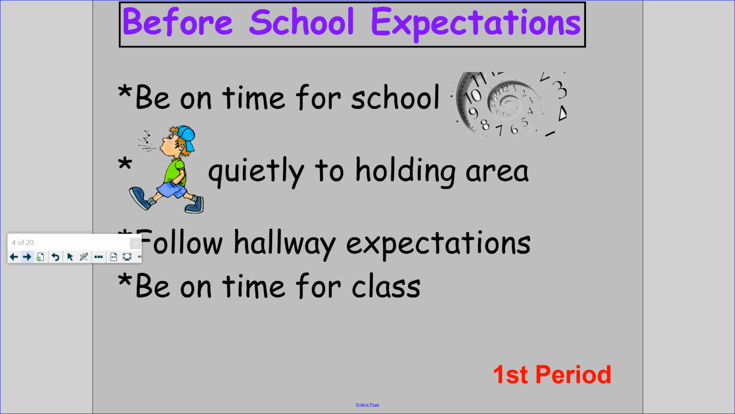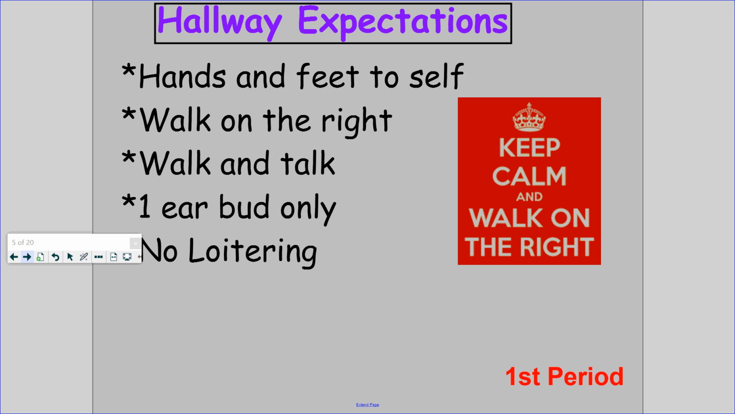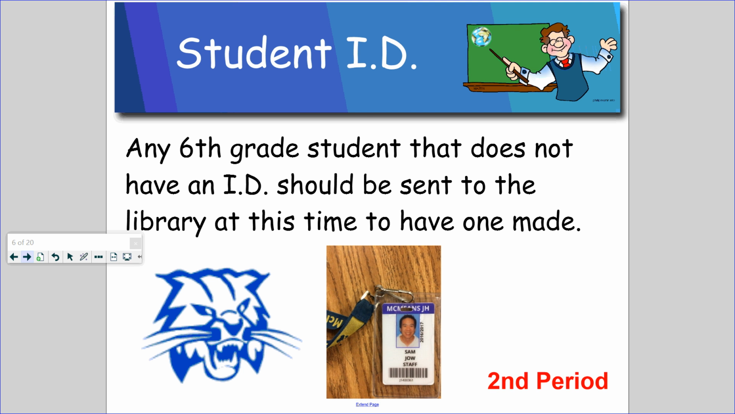Today we're going to be talking about some of the school rules before school expectation. Try to be on time, try to be quiet in the holding area, follow directions, and follow hallway expectation, be on time for class. Have hands and feet to yourself, walk on the right, walk and talk, 1 earbud only, no loitering. Student ID, all 6th graders will be given a student ID.